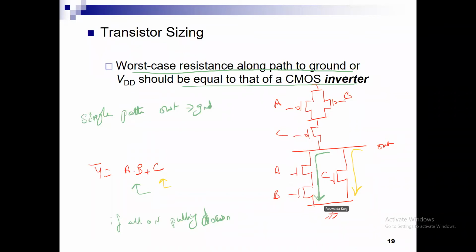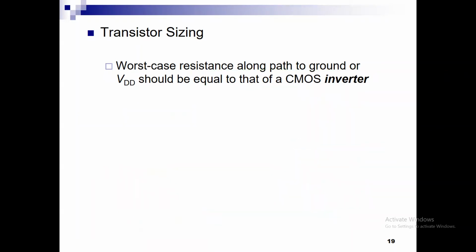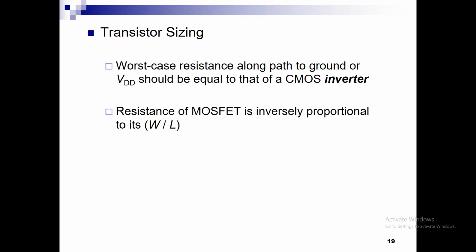For example, in the pull-up, if we look at the pull-up path to VDD, I have to have either CA or CB. If one of these two paths is on, then I will connect the output to VDD. Anybody has any questions? Okay. So here we have the transistor sizing. Now let's see what it is going to tell me.